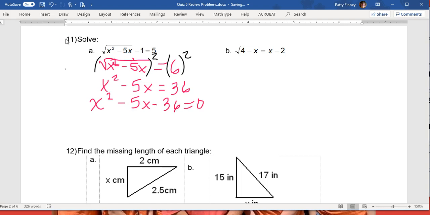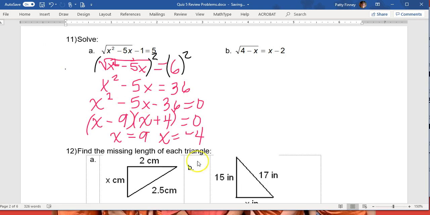So now we're looking for factors of negative 36 that add up to give us negative 5, which would be x minus 9 and x plus 4. And since those equal 0, that means our solutions are x equals 9 and x equals negative 4. So we want to check and see if both of those work.